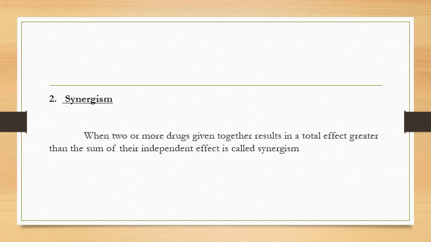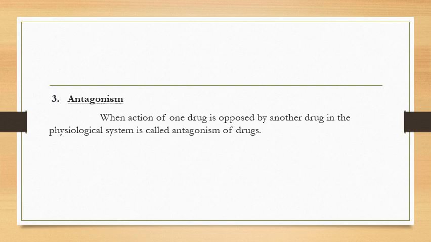Second is synergism. Synergism is when two or more drugs given together result in a total effect greater than the sum of their independent effects, and this is known as synergism. Levodopa and carbidopa is the example. Third is antagonism. What happens in antagonism is that the combined effect of two drugs is less than the sum of the effects of the individual drugs, which means that one drug actually decreases, opposes, or reverses the effect of the other.